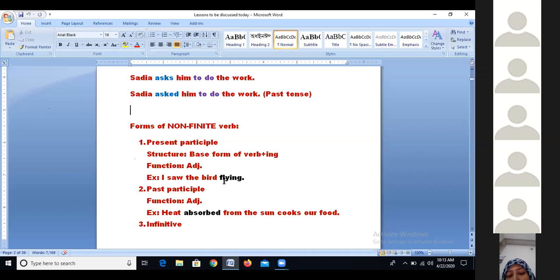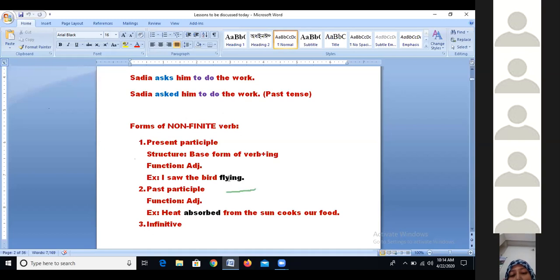Present participle of non-finite verb does the function of adjective. For example, I saw the bird flying. So flying, if you try to understand the structure of flying, then you can easily find that fly plus ing. So fly is the base form of verb. Base form means present form. And then ing, flying. So structurally it is present participle.